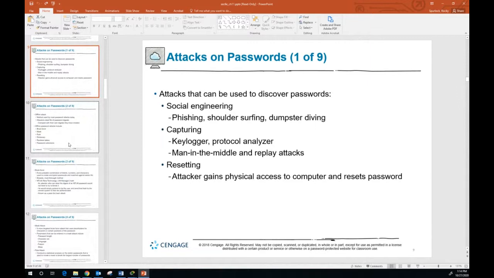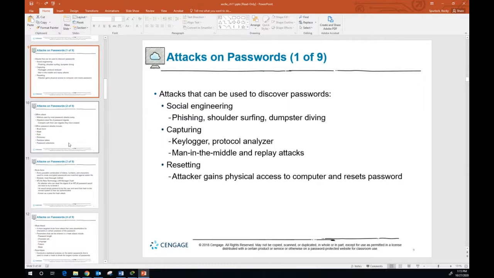Now, a couple ways passwords are discovered is through social engineering, either by sending a phishing email, shoulder surfing, or dumpster diving. Because once passwords become so complex, people tend to write them down, and then they take them and throw them in the trash, and then they're able to be found by dumpster diving. There are also attacks of capturing passwords using a keylogger or man-in-the-middle attacks.